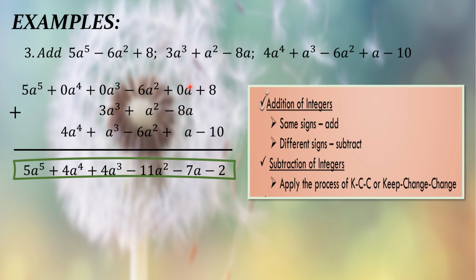Next, 0a, so hindi na siya kabilang sa solution. Negative 8a and positive 1a, or positive a. Negative 8, positive 1. Different sign, subtract. So, 8 minus 1 is 7. And then, since ang sign ng bigger number is negative, so that is negative 7. And then, positive 8 plus negative 10. 8, negative 10. Different sign, subtract. So, 10 minus 8 is 2. And then, since ang sign ng 10 ay negative, therefore, that is negative 2.